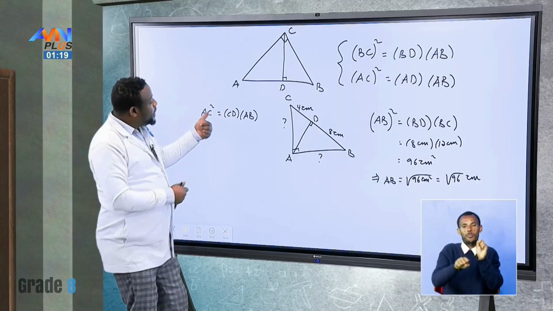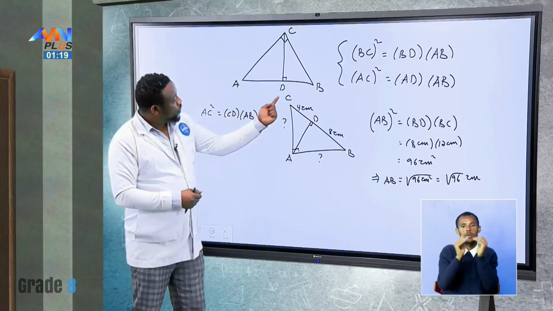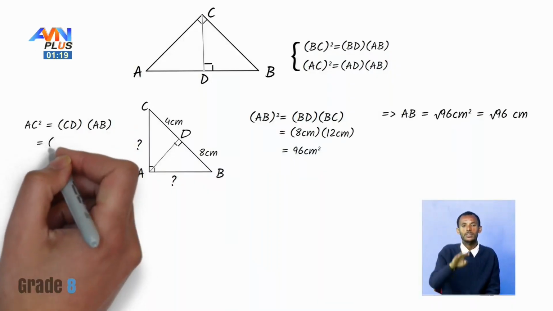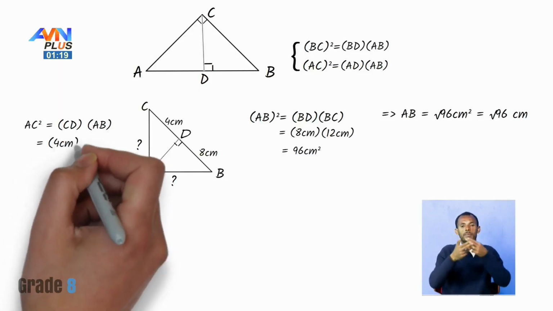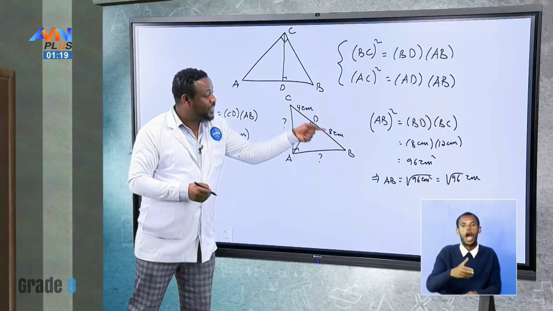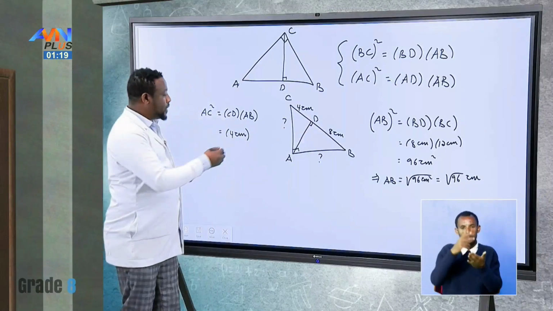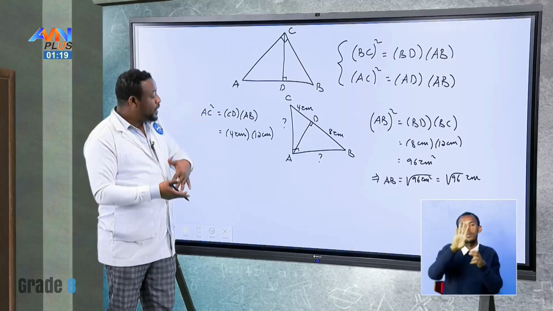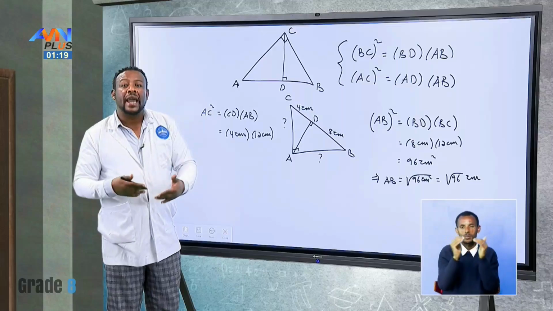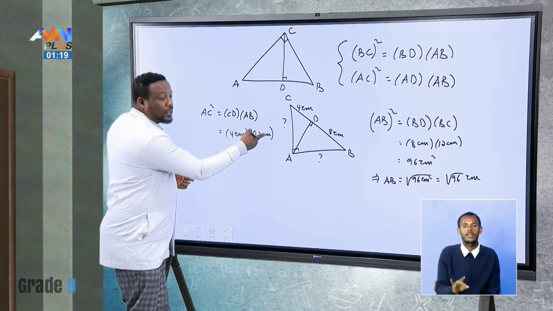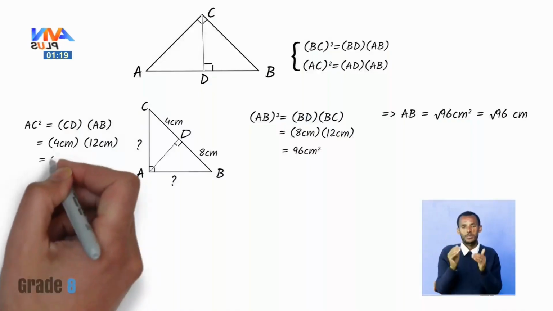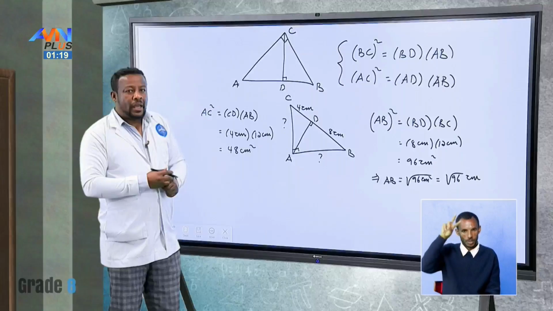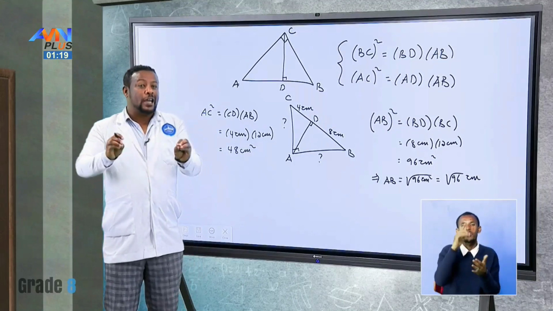So AC square is equal to CD, which is 4 centimeter, times CB, the hypotenuse, which is the sum of these two segments, so which is 12 centimeter. So 4 times 12 is 48, right? So centimeter times centimeter is centimeter square. So this becomes 48 centimeter square.